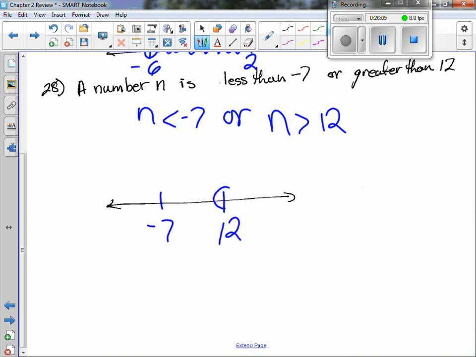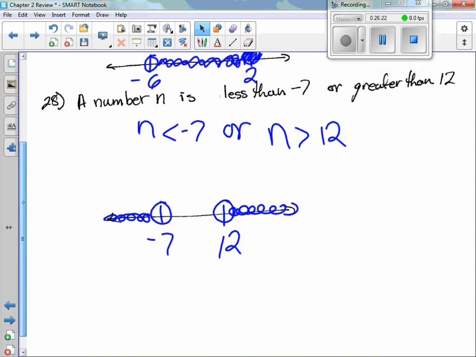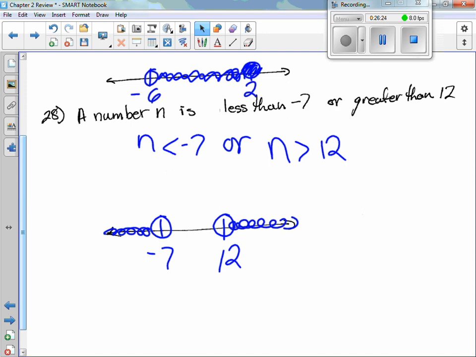Now with these here, we kind of fill in what's there. So n is less than -7. So at -7, we're shading to the left. Here, n is greater than 12. So we would shade to the right. And that's all we need to do here. So we're really reading it and just putting it down on the graph.